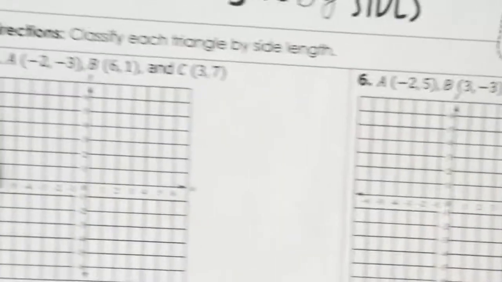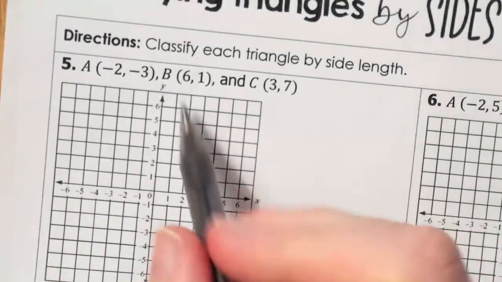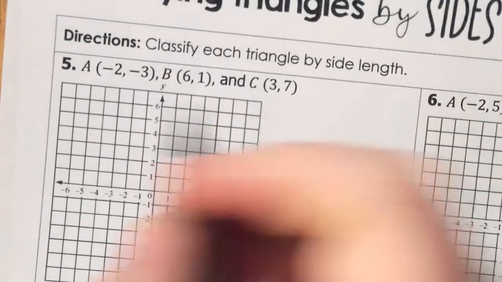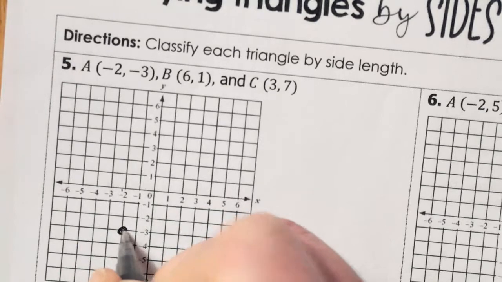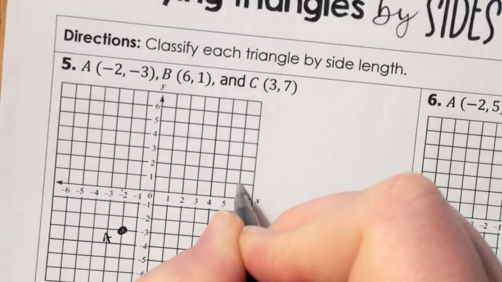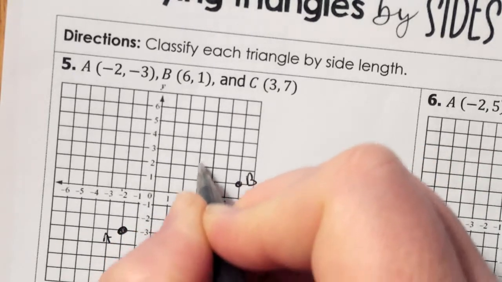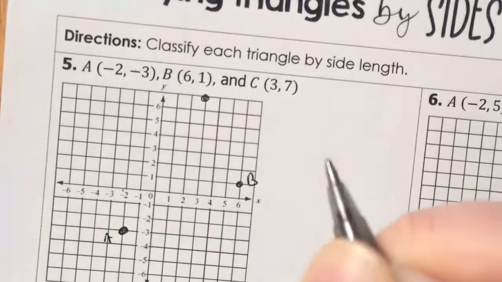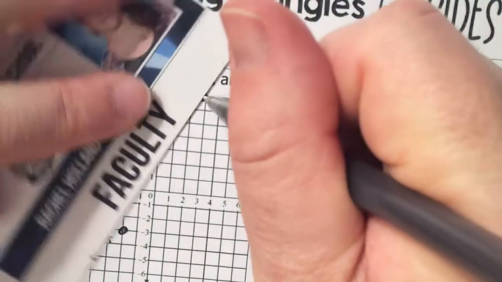So number 5. Okay, so the first thing we need to do is actually graph this. So we're going to be classifying this. So -2, -3, 1, 2, 3. That's my A. And then 6, +1. That's my B. And 3, +7. That's my C. Okay, so we're going to be using our straight edge. Connect the dots.